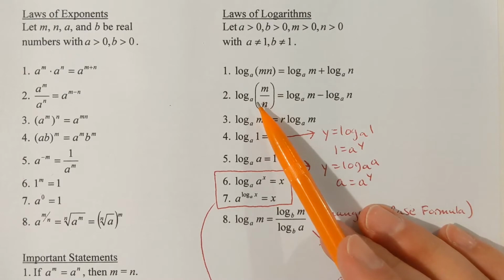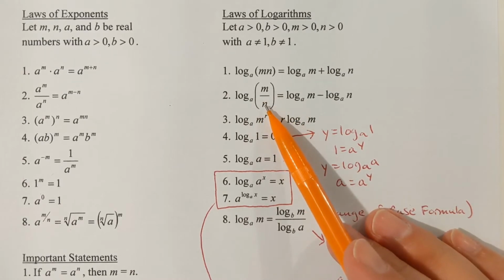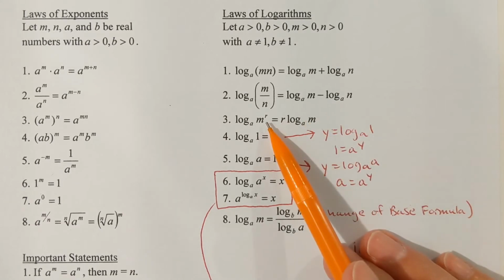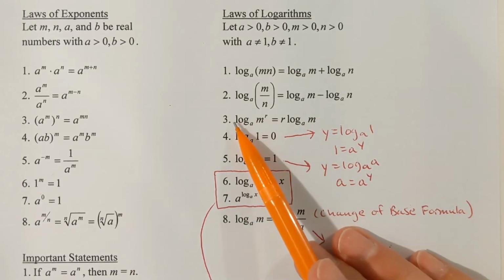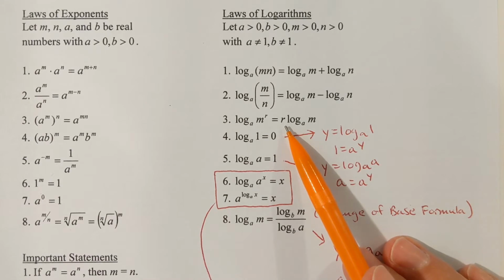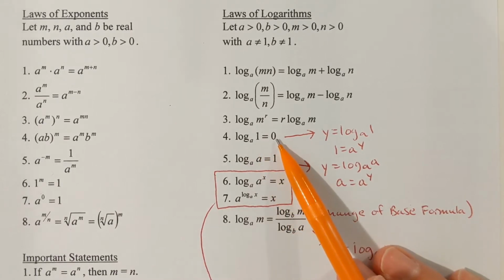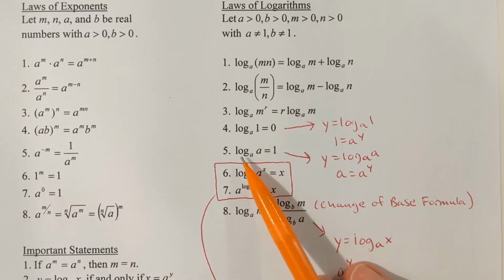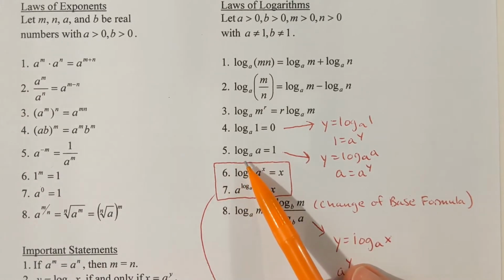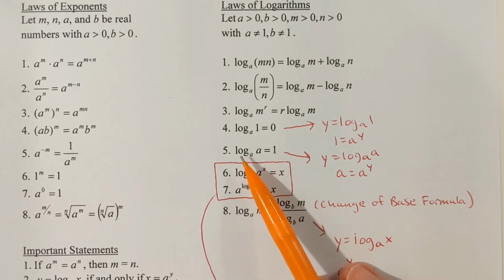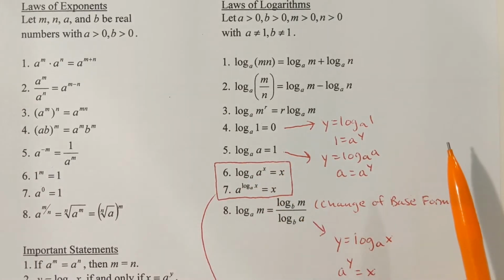Law 2, if you have a single logarithm and you're dividing the inner terms, you can split that into 2 logarithms that would be subtracted. Law 3 is simply saying that powers can come out of logarithms. Law 4, log base anything, doesn't matter what the base is, log base anything of 1 is always 0. Law 5, if the base and the input number are the same, you always get 1. So log base a of a would be 1.